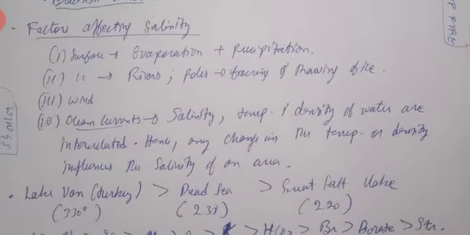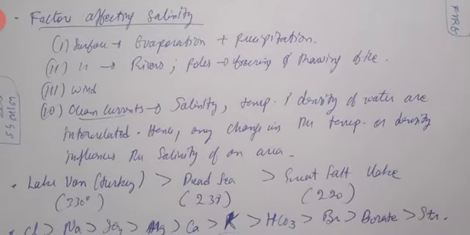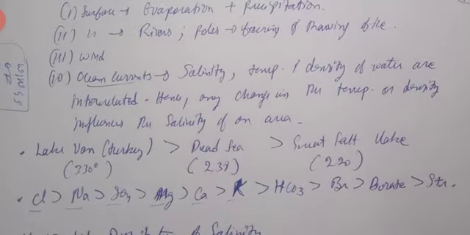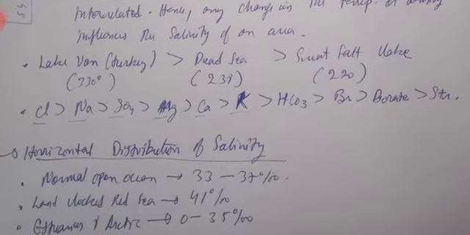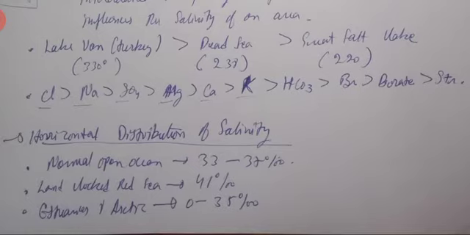Factors affecting salinity. First, evaporation and precipitation at the surface. Second, rivers, freezing and thawing of ice. Third is wind. Fourth is ocean currents. Salinity, temperature and density of water are interrelated. Hence, any change in temperature or density influences the salinity of an area. Lake Van in Turkey has a salinity of 330 parts per thousand. Then the Dead Sea has 228 ppt. Then the Great Salt Lake has 220 ppt.